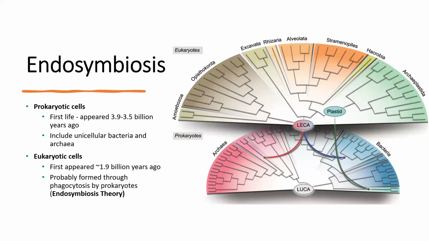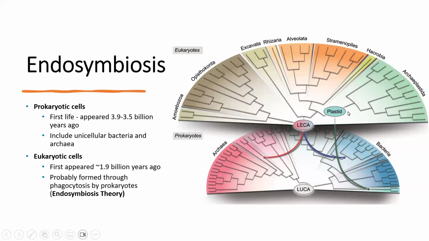Now, this tree here is kind of demonstrating that for us, right? So we've got our LUCA, last universal common ancestor, which produces both our bacteria and our archaea. This little green section over here are our cyanobacteria. And then you've got your endosymbiosis event, which led to our LICA, or last eukaryotic common ancestor. And so this would be the ancestor of all eukaryotes on the planet. And it gives rise to all these different groups of eukaryotes.